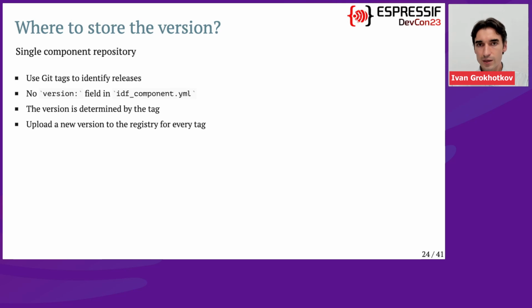If you store the version in git tags, it's not necessary to add it in the IDF component YAML file. You can keep it there, but in this case you will just have to make sure that whenever you make a git tag, you also update the version in the IDF component YAML to match the tag, and this is just extra work you have to do. So the simplest solution is to not specify the version in the IDF component YAML file, and instead tell the component manager to get the version directly from Git.